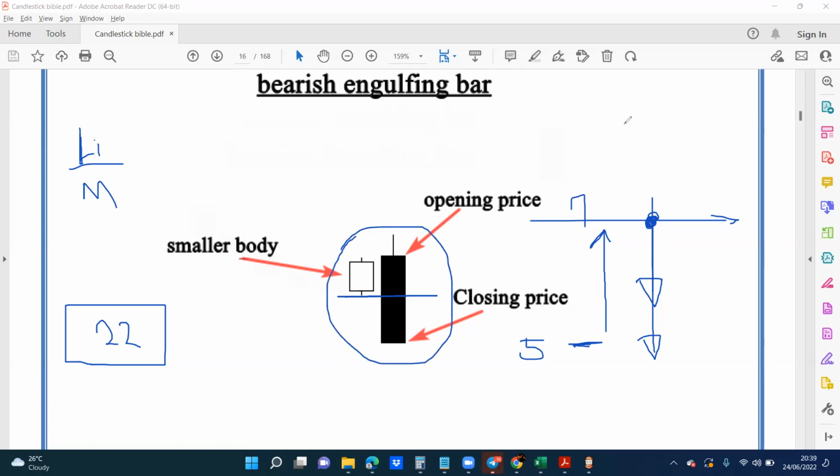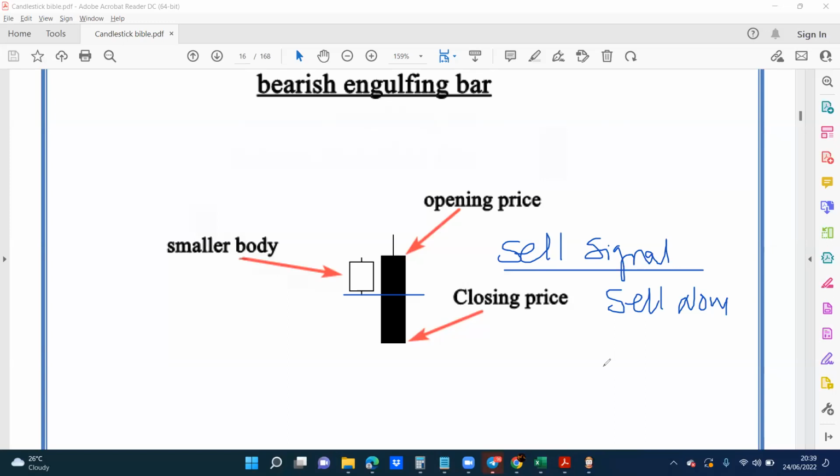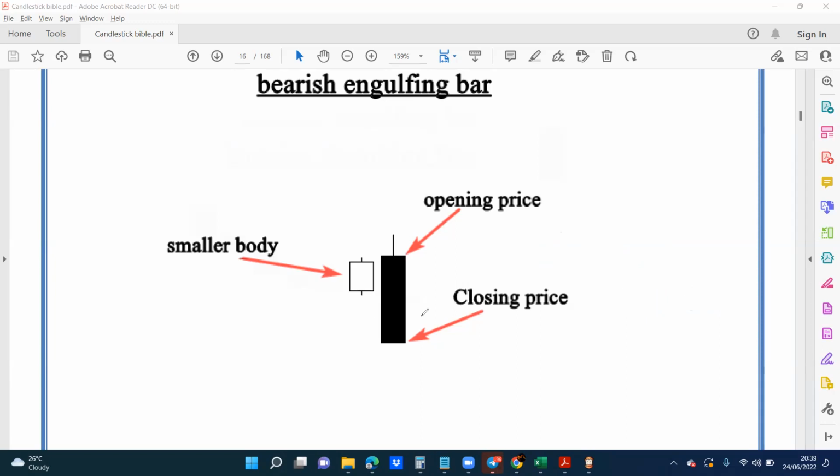When price begins to come down, there's an indication that it may continue to come down when you have a bearish engulfing candle. So what am I trying to say? A bearish engulfing candle is a sell signal, right? And it usually depicts a sell now scenario. Where would you most likely sell from?